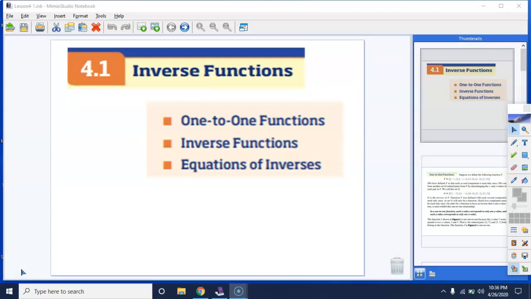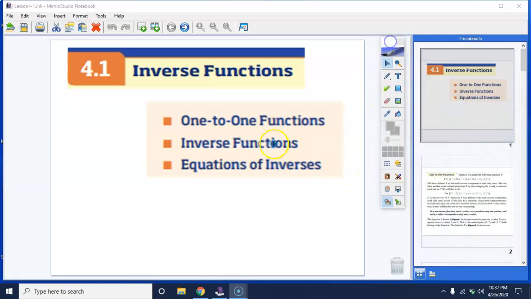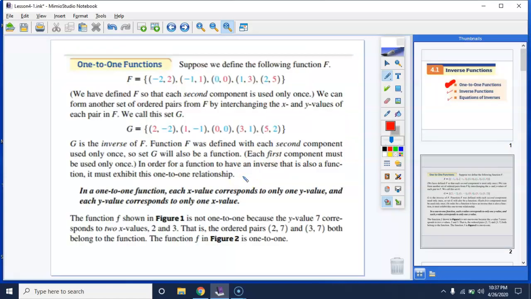So during this video we're going to talk about lesson 4.1. During lesson 4.1 we have three parts to talk about. The first part is going to be one-to-one functions, and secondly we will talk about inverse, and lastly we will talk about equation of inverses. So let's get started with the first one.